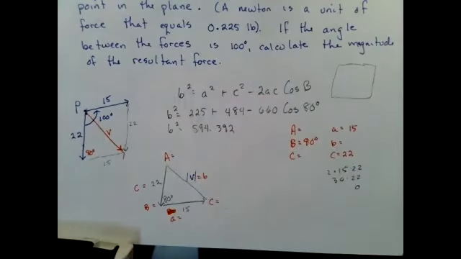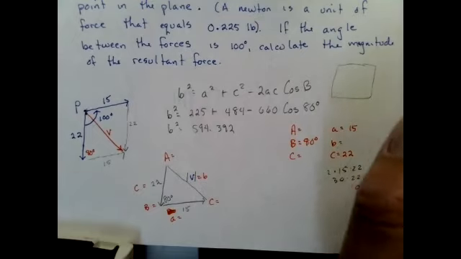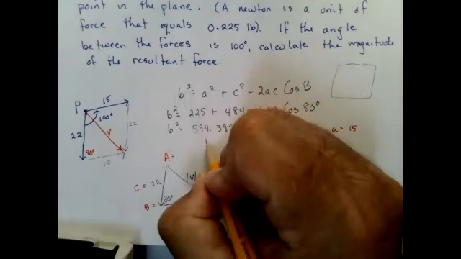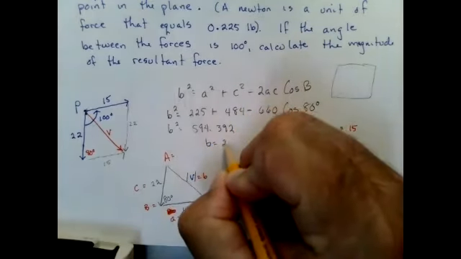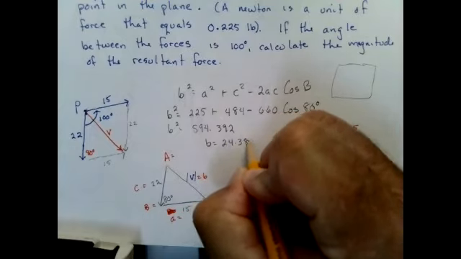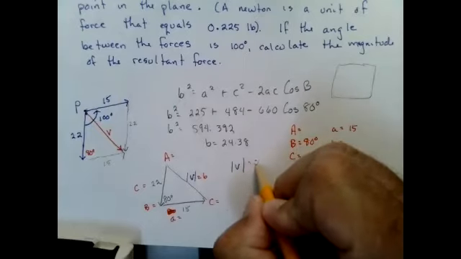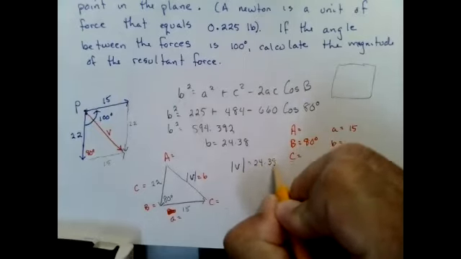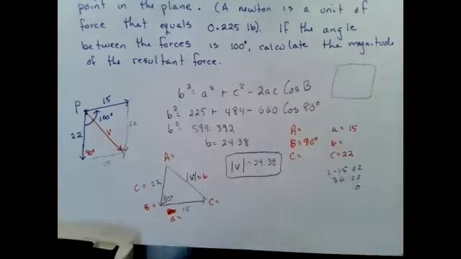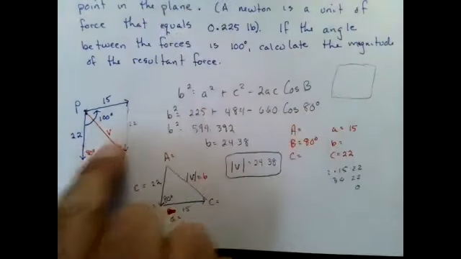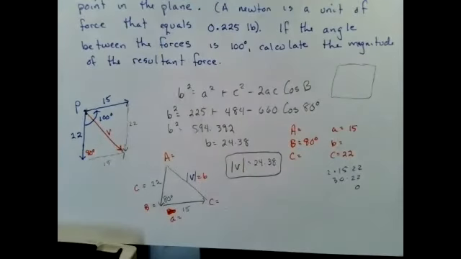594.392. Now I'm going to take the square root of that answer. 24.38. So B equals 24.38, which is really the magnitude of that vector. I just used other trig that I knew. This part up here stank. Once I got to here, I was good.